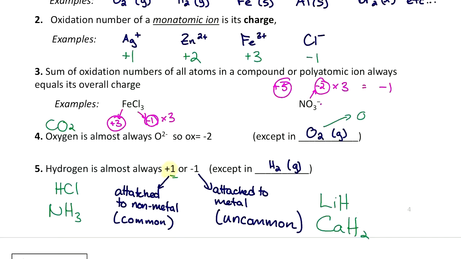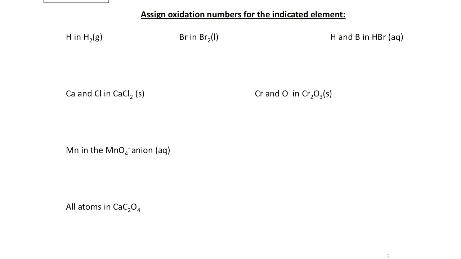So let's keep going. Let's review a little bit more. Let's assign the oxidation numbers to all these things. Hydrogen and hydrogen, what is it? Just yell it out. 0, perfect. Bromine and bromine, 0, okay. Hydrogen and bromine in HBr. Hydrogen is +1, bromine is -1. Yes, if you just think charge, you put HBr, the strong acid, in water, you get H+ and Br-. The charges are its oxidation numbers.